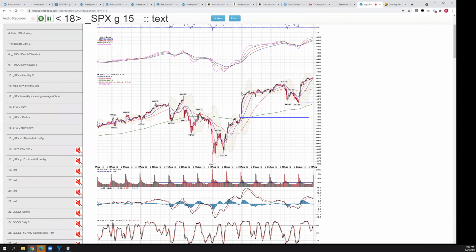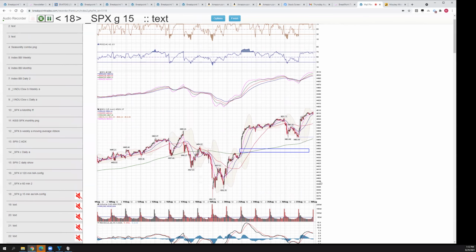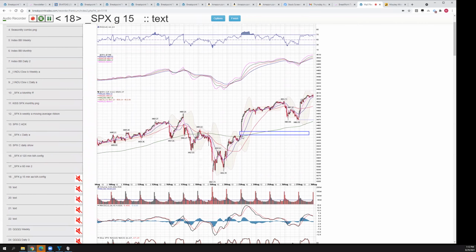Next, chart number 18. Here's a 15-minute view. If we do start selling off, one target initially could be filling this open gap. The S&P particularly really loves to fill these open gaps, okay?